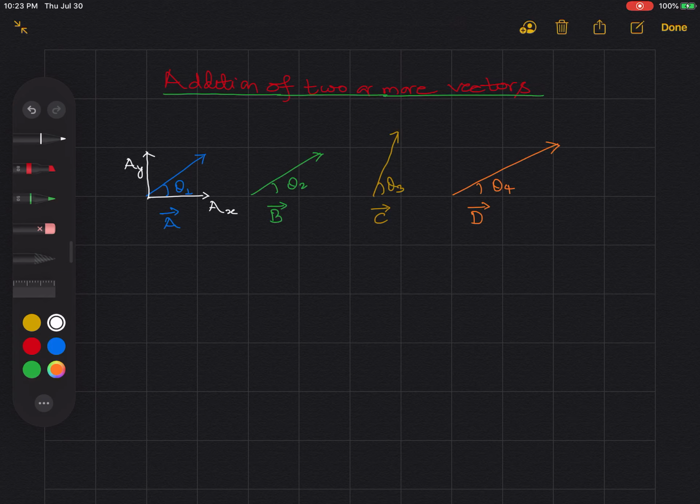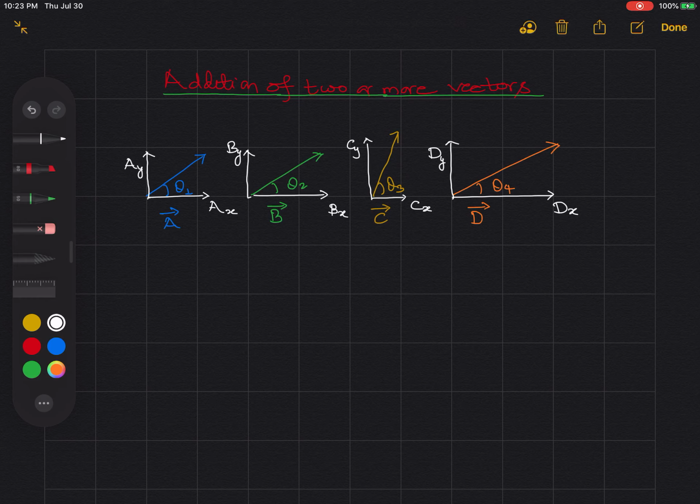Similarly, for the second vector, bx is the x component and by is the y component. For this third vector, cx is the x component and cy is the y component. And the last one, dx is the x component and dy is the y component.